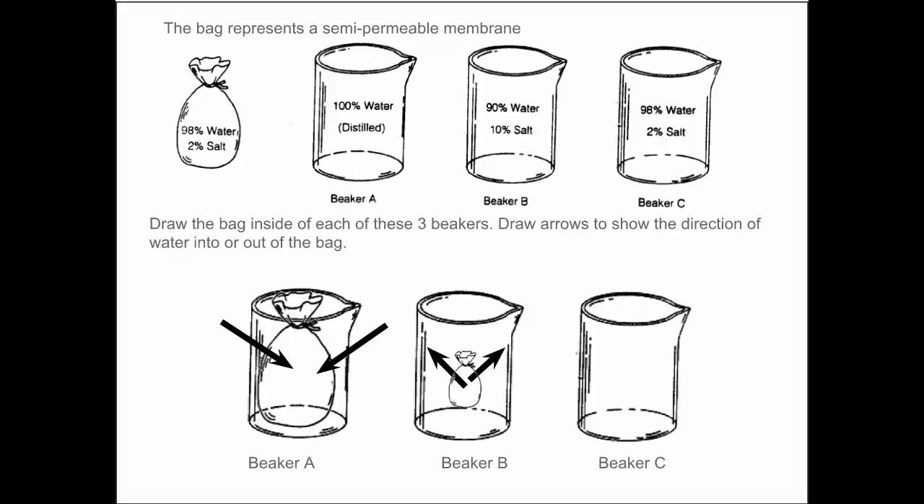And finally, in beaker C, which is 2% salt, Ian? It would stay the same. Yeah, it would stay the same. There would be molecules moving in and out, but in roughly the same amounts. So would it change in size? Gotcha.